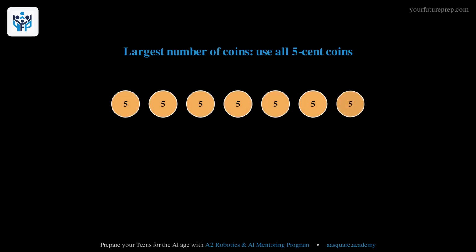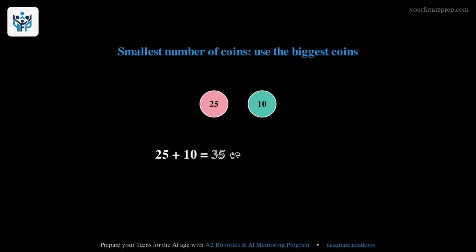To use the largest number of coins, Paul should pay with the smallest coins, the 5 cent coins. 35 divided by 5 is 7. So that's 7 coins. To use the smallest number of coins, Paul should pay with the biggest coins.